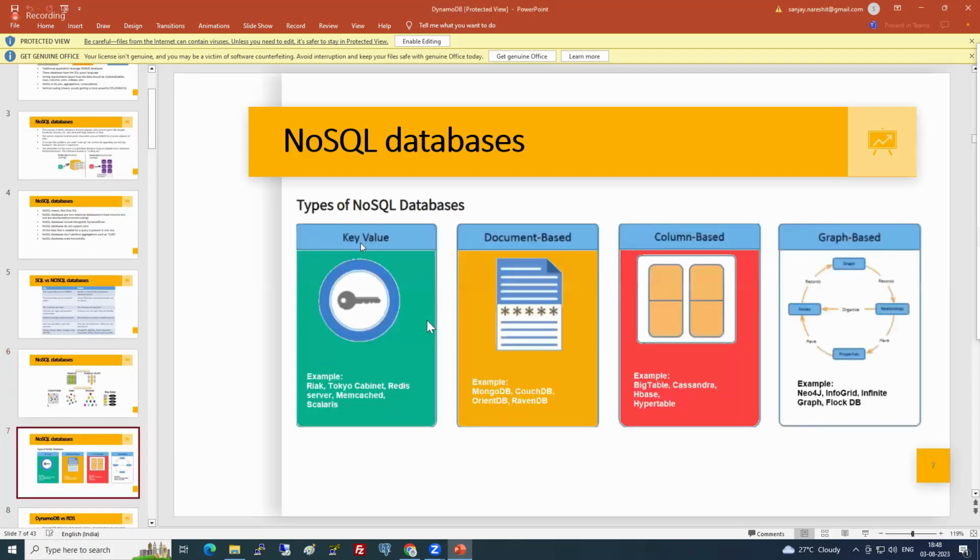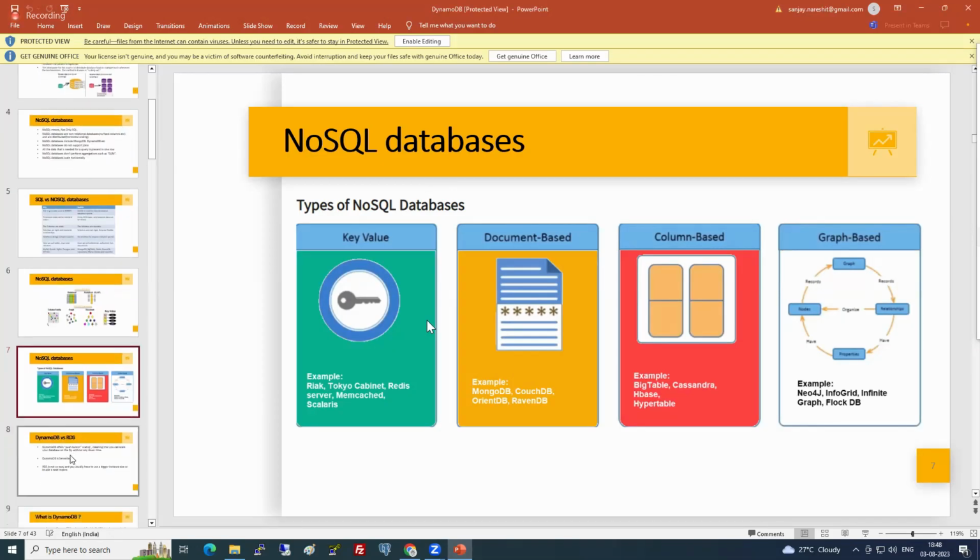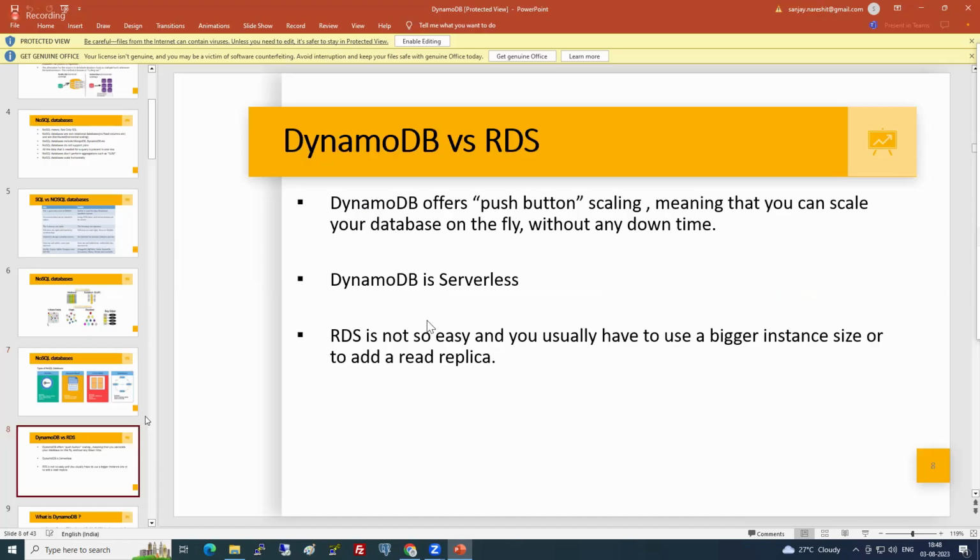In the key value database model, our Redis is there. In document based, MongoDB is a document based database. Columnar databases are mostly for big data. And Neo4j, InfoGrid, all these are graph databases. We no need to go there, but let's come to our actual topic.